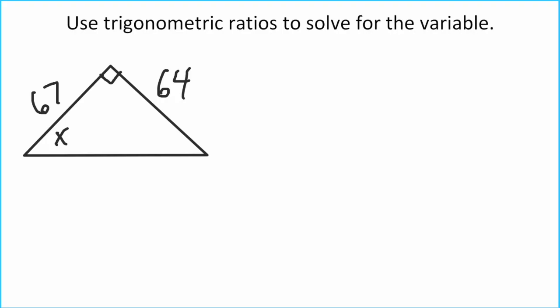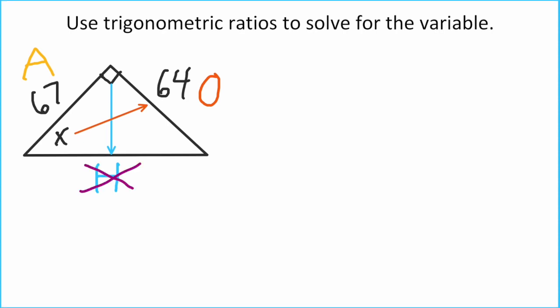Time for practice problems. So you're going to want to pause the video when you see the problem and work it out, and then go ahead and hit play to check your answer. All right, first problem. Go ahead and pause your video. All right, let's check this. Mark your hypotenuse across from the right angle. Across from X, the 64 is your opposite, leaving the 67 as your adjacent.